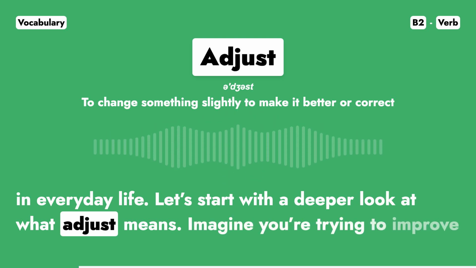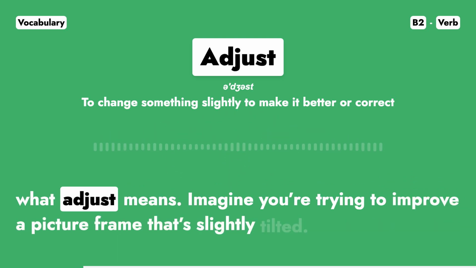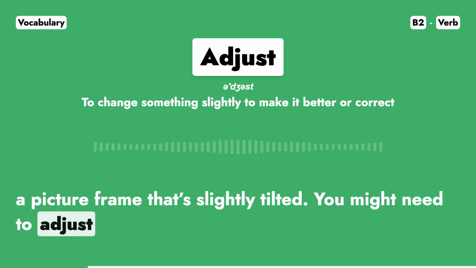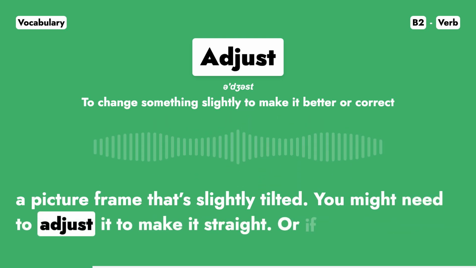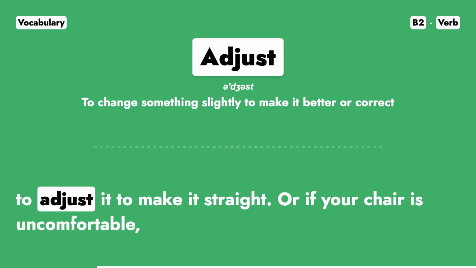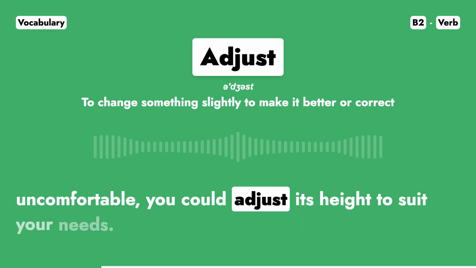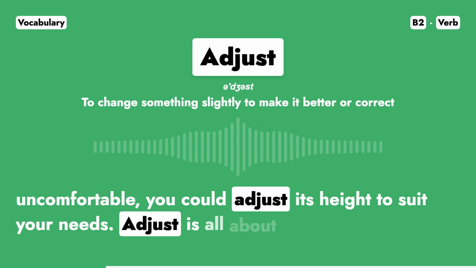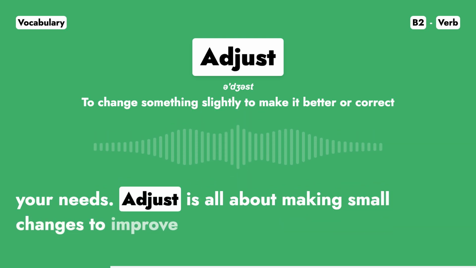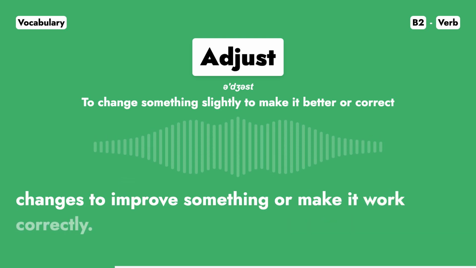Imagine you're trying to improve a picture frame that's slightly tilted. You might need to adjust it to make it straight. Or if your chair is uncomfortable, you could adjust its height to suit your needs. Adjust is all about making small changes to improve something or make it work correctly.